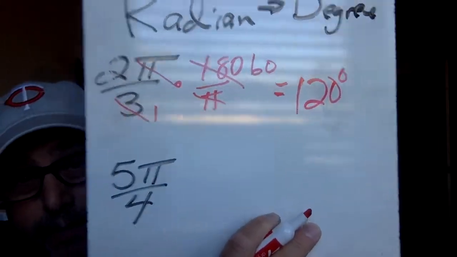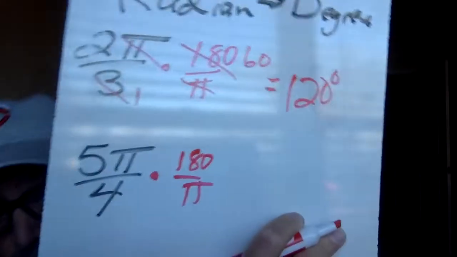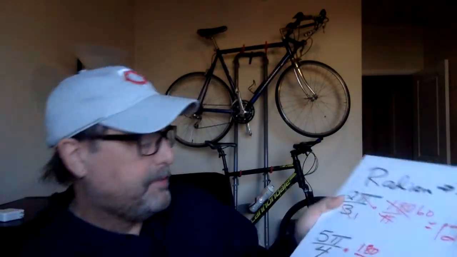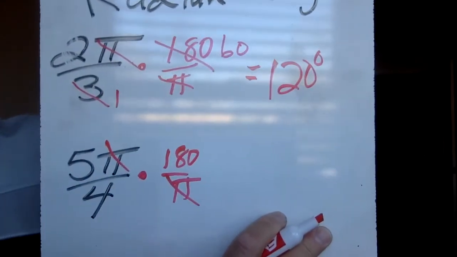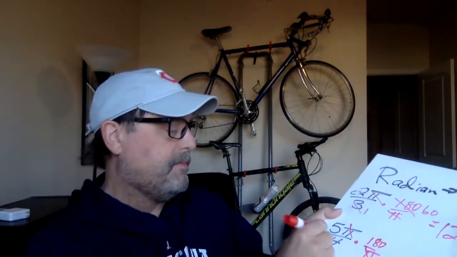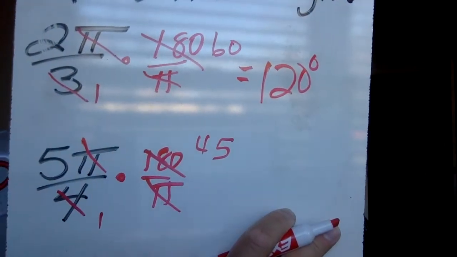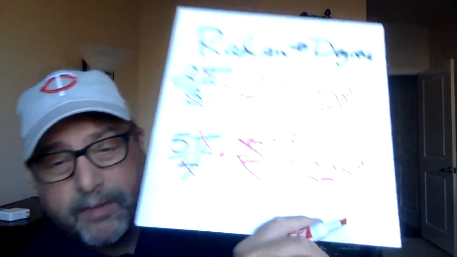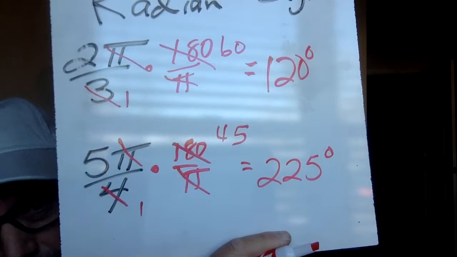And converting 5 pi over 4. Pi's cross out. 4 goes into 180 45 times. What is not crossed out is 5 times 45. It is 225 degrees.